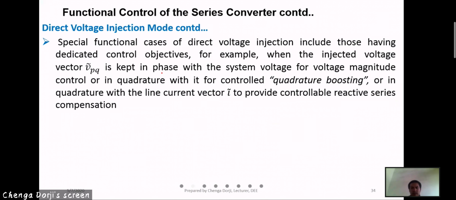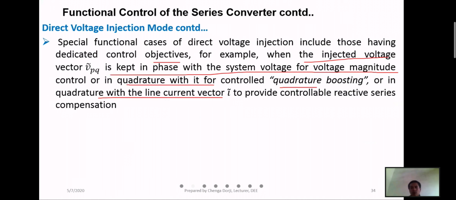Here there are special functional cases of direct voltage injection that have dedicated control objectives. For example, when the injected voltage vector VPQ is kept in phase with the system voltage for voltage magnitude control, or in quadrature with it for quadrature boosting, or in quadrature with the line current vector to provide controllable reactive series compensation. These are the special cases where you use this direct voltage injection mode.